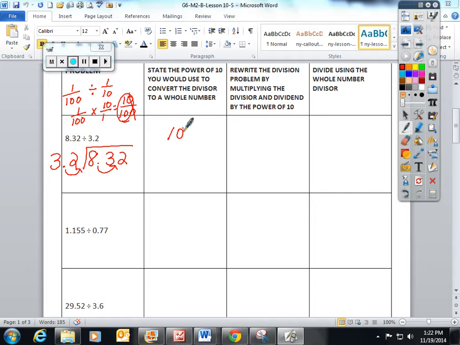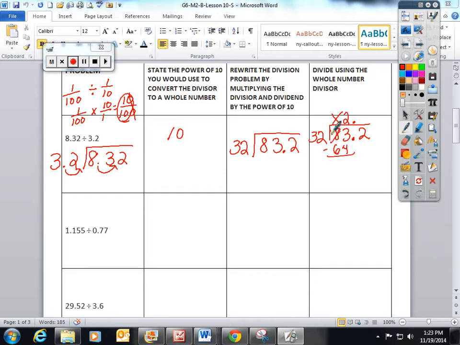And then I rewrote it for the students. This now becomes 83.2 divided by the whole number 32. And then we talked about actually dividing the problem out. I can bring up the decimal right there. 32 does not fit into 8. It fits into 83 twice.